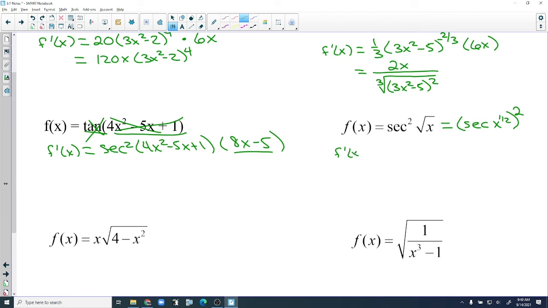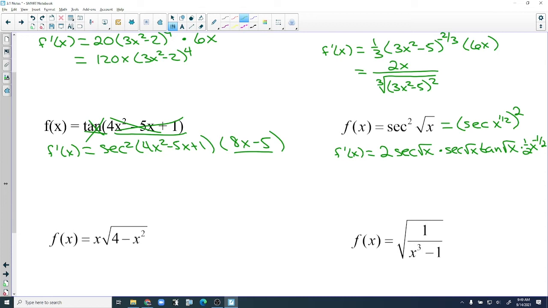So f prime of x is 2 times the secant of square root of x. And we would reduce that power by 1, but it's 1. So there's the derivative of the squared part. The derivative of secant is secant tangent. And the square root of x is on the inside, so we leave that alone. So derivative of secant is secant tangent. Leave the inside alone. And then finally, the derivative of x to the 1/2 would be 1/2 x to the negative 1/2.